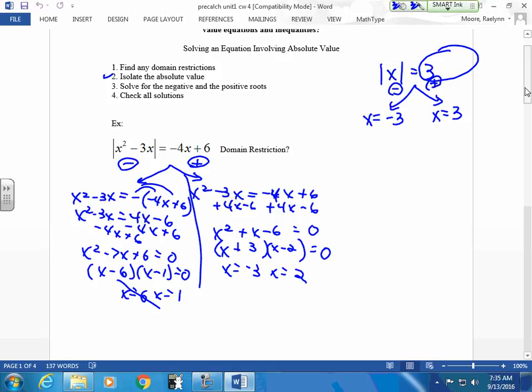My positive here, this will give me a negative 8. Not going to work. Check the negative 3. That'll give me a 12. That'll give me an 18. 9 plus 9 gives me an 18, and I'm good to go. So I have 2 solutions. It's not always what you think it's going to be. So make sure that you test it.